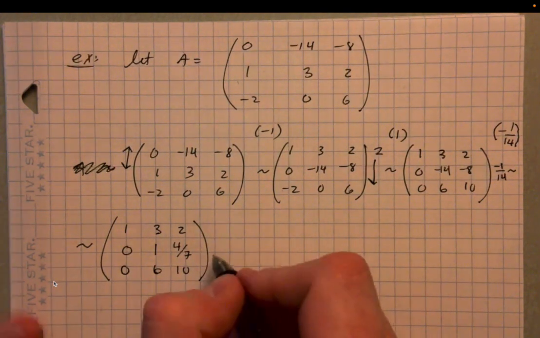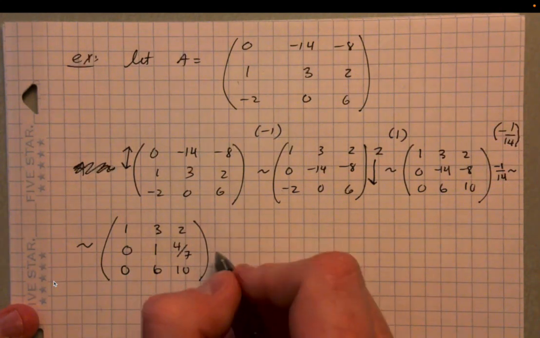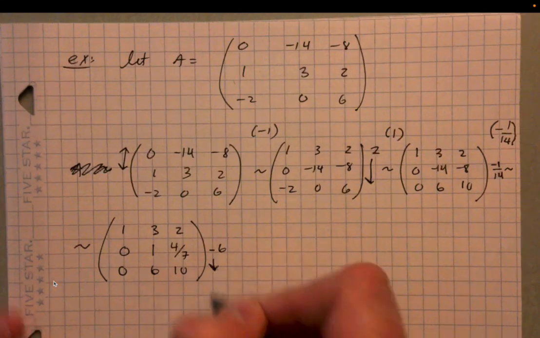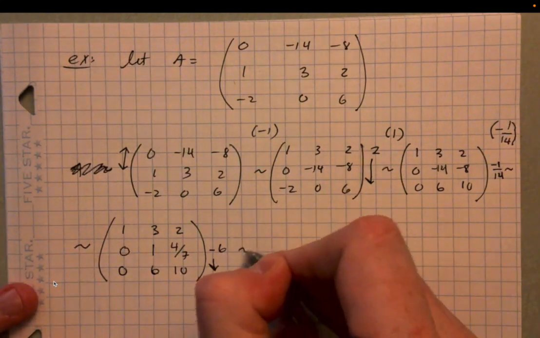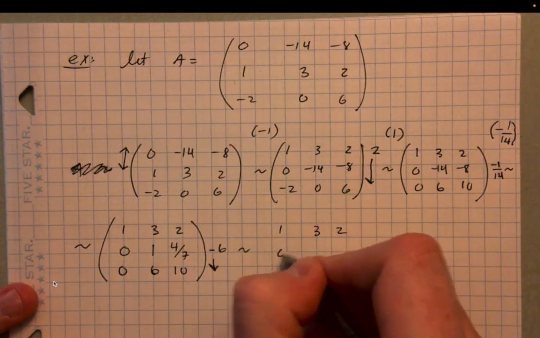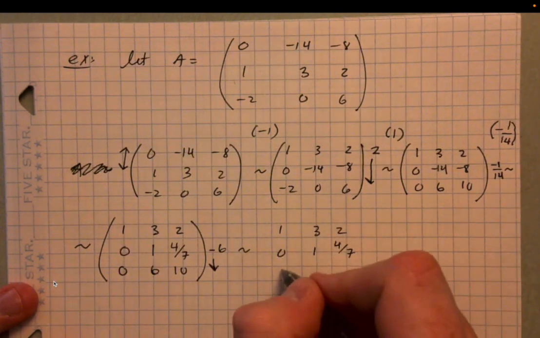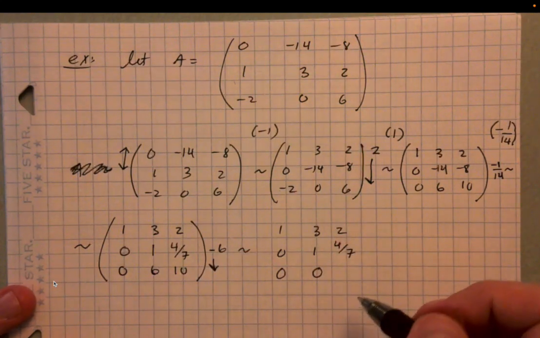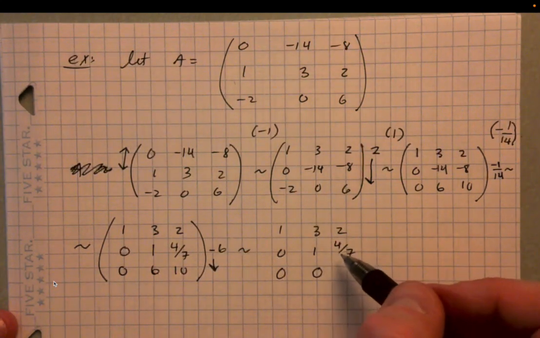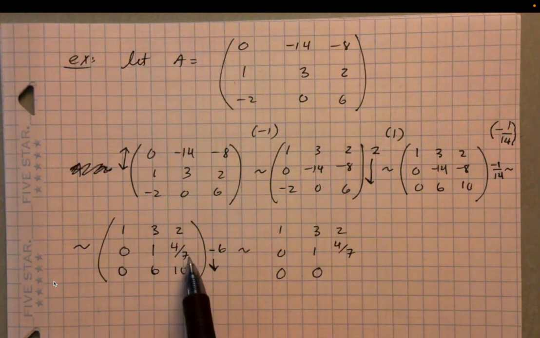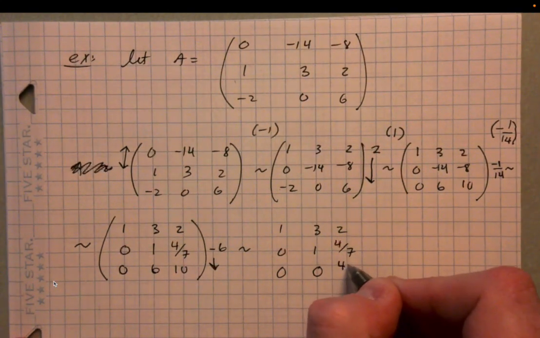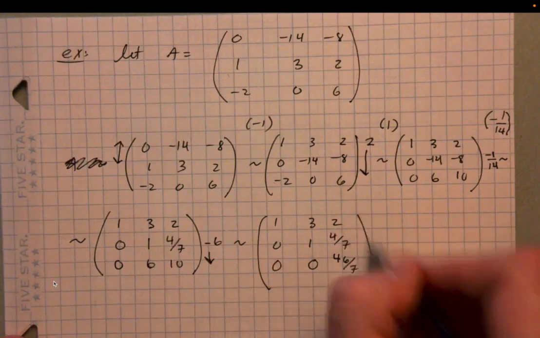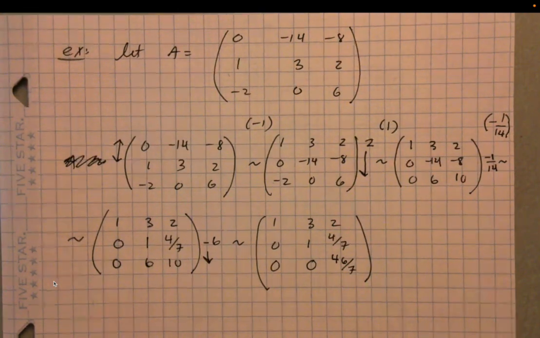Okay, and the next one I get for free, which is I'm going to take -6, multiply -6 by row 2, and add that to row 3, and that's going to become the new row 3. So I go 1, 3, 2, 0, 1, 4 sevenths, and then 0, 0. And then what do I have here? I've got 6 times 4 is 24 over 7. And so adding 10 to that, I get 46 over 7. So pause and confirm that calculation, but that's what you get.